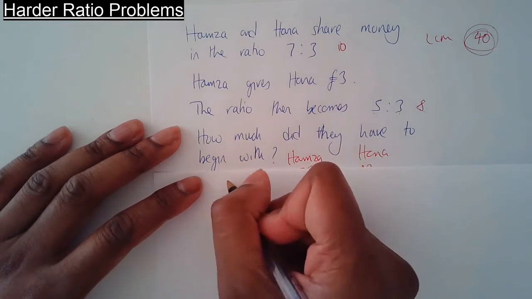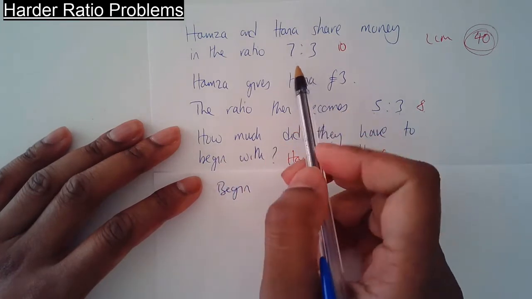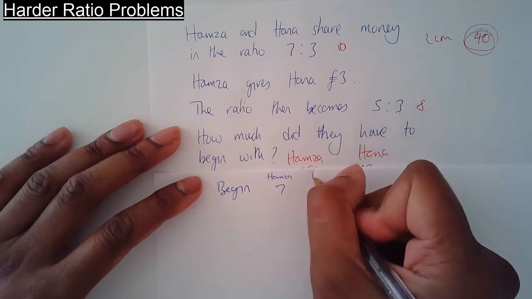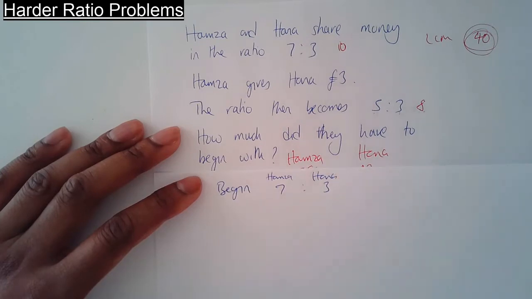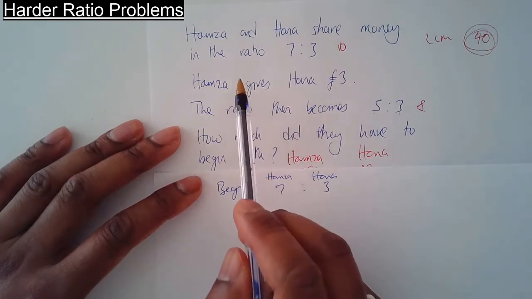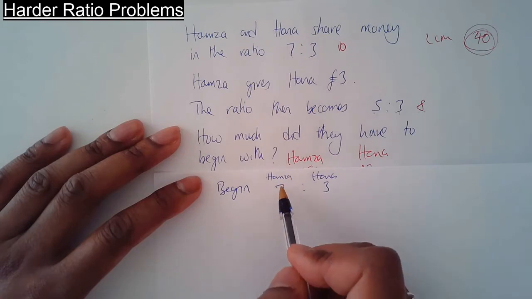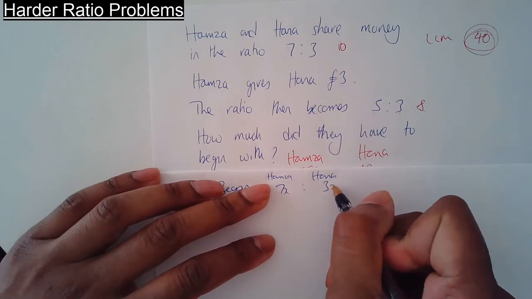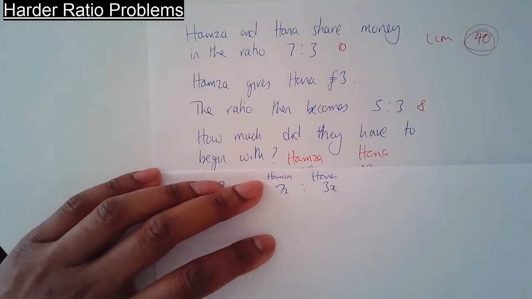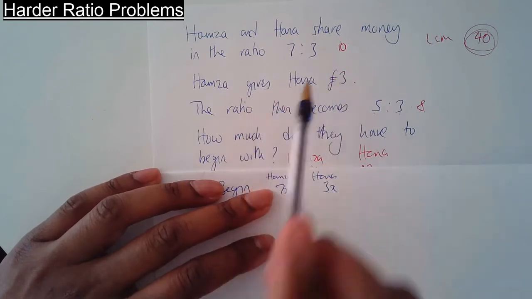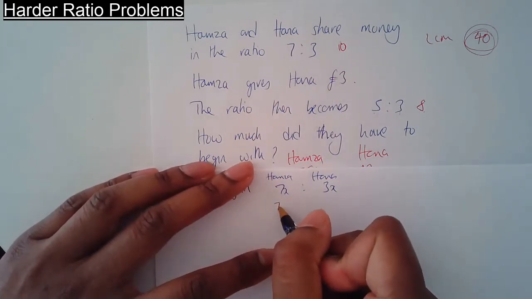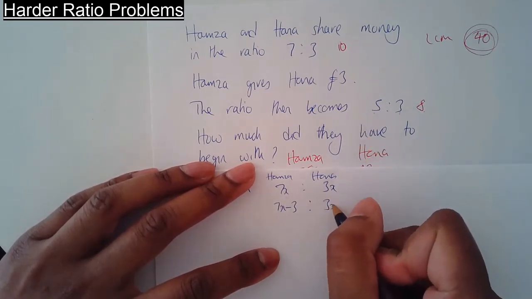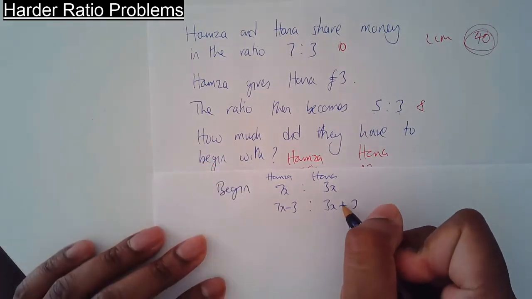So to begin with, it was 7 and 3. So Hamza, 7 parts. Hannah, 3 parts. But then what happened? Hamza gave Hannah £3. So Hamza lost £3. So what I will do, I'll represent Hamza as 7x and Hannah as 3x. Remember, I'm dealing with algebra, so might as well put the x there. Right, so what's happened now is Hamza has lost £3, so that'll be 7x minus 3. But Hannah has gained £3, so that'll be 3x add 3. Gaining means adding.